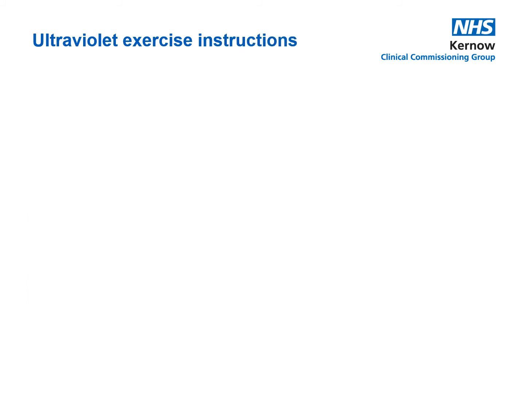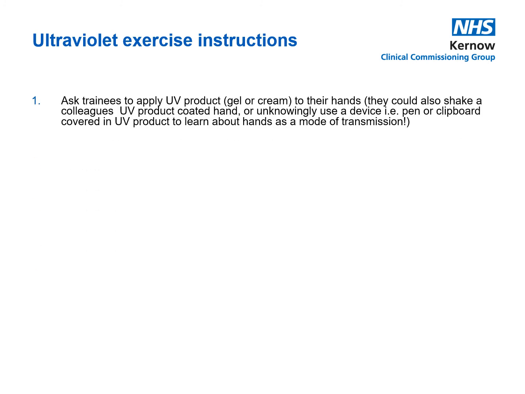There are 6 steps in the following examples of an ultraviolet exercise. The first step is to ask trainees to apply UV product, whether that be gel or cream, to their hands. You could also ask them to shake a colleague's hand which is coated in UV product, or a knowingly coated device such as a pen or a clipboard in UV product. And this will teach trainees about transmission.